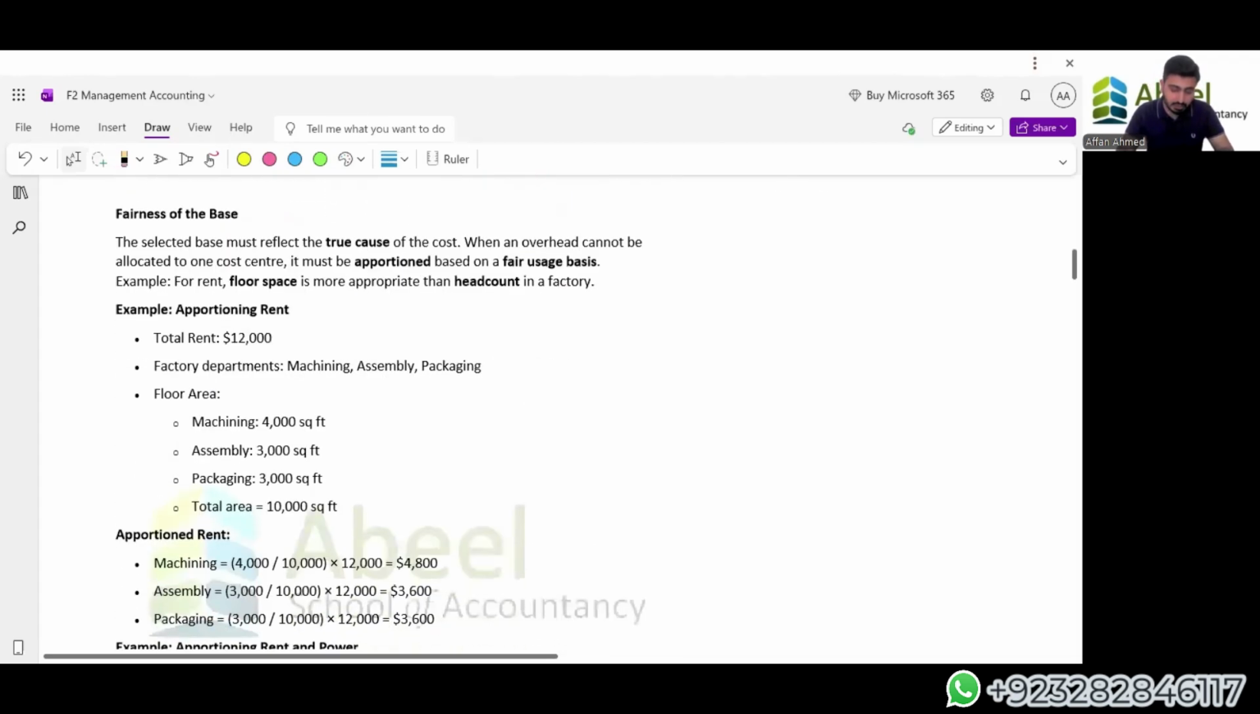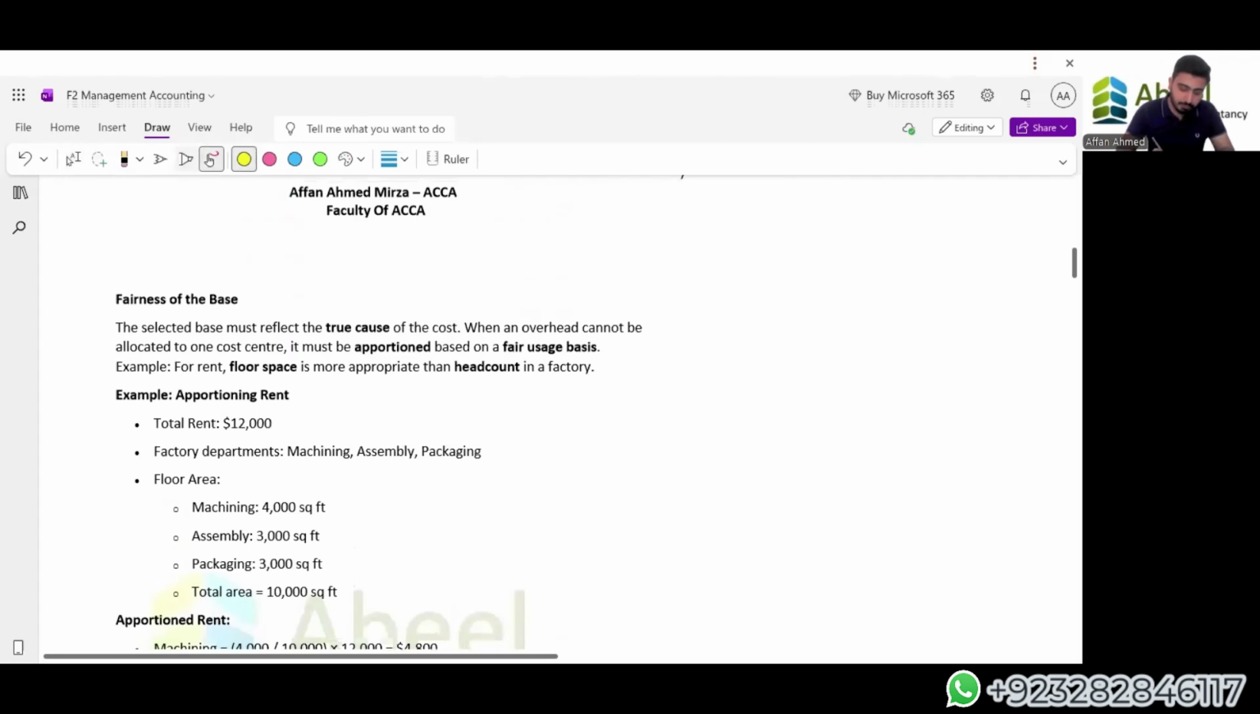Now, fairness of basis. Fairness of basis, what does it mean? Fairness of basis basically says that it must reflect the true cause of cost. So, the true reason of the cost. When overhead cannot be allocated to one cost center, it must be apportioned based on a fair usage basis.